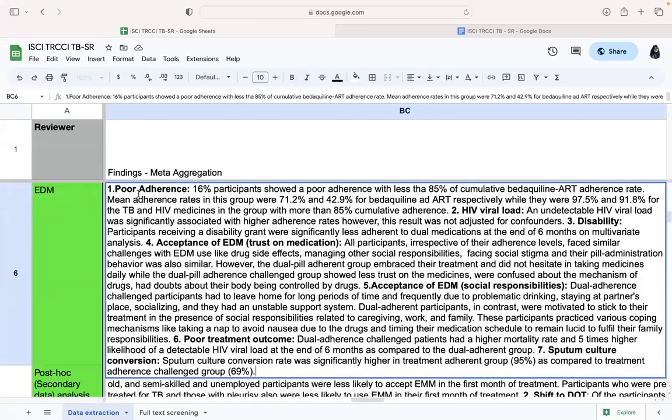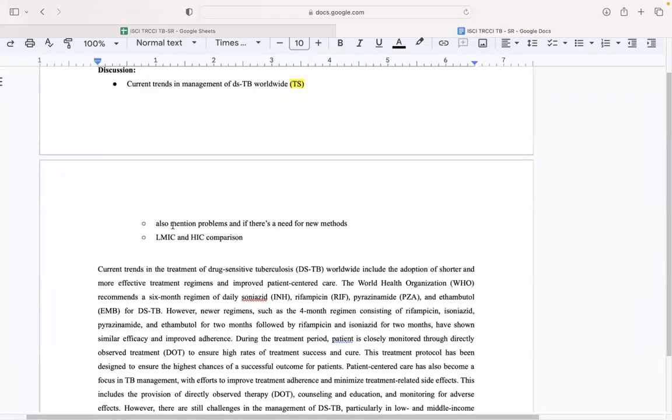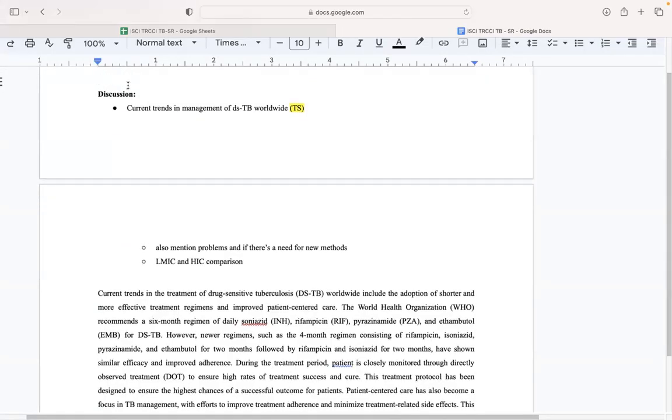So this study, another study, talks about adherence, HIV load, disability, acceptance, treatment outcome, all of that. Okay, but we are only going to focus on this one anyway. So here are the discussion headings.